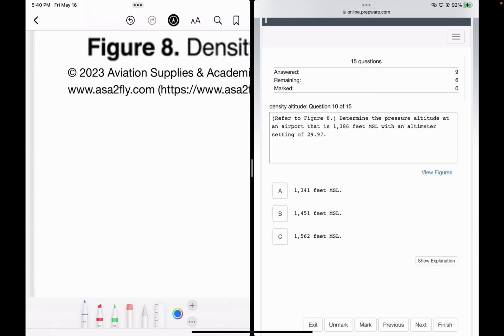Okay, how do you do this? If you remember, you start with the standard, and everybody must remember what the standard is. It is 29.92. Then you take the setting that they give you, 29.97, subtract. Take your calculators out.